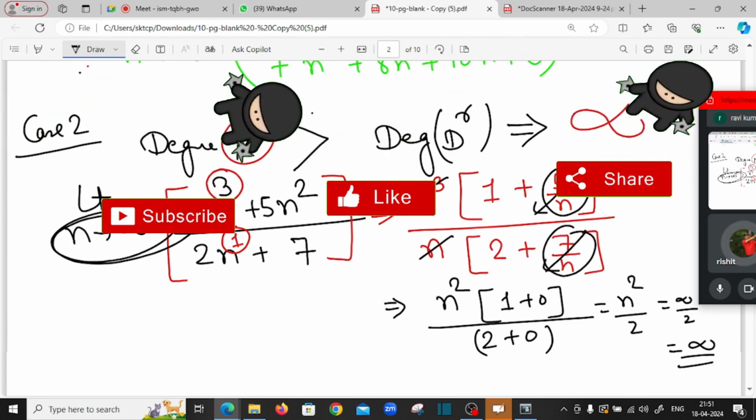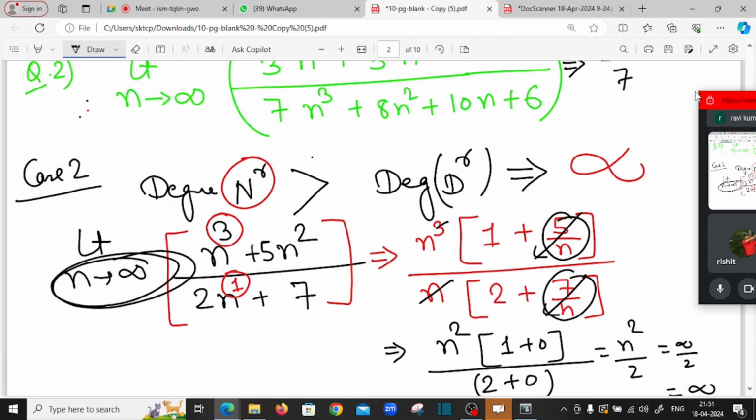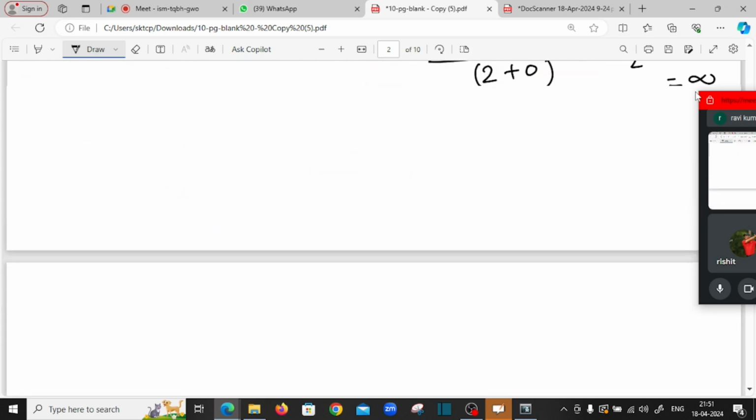So you can remember, you can keep in mind also, if the degree of numerator is greater than the degree of denominator, your answer will be infinity for sure.